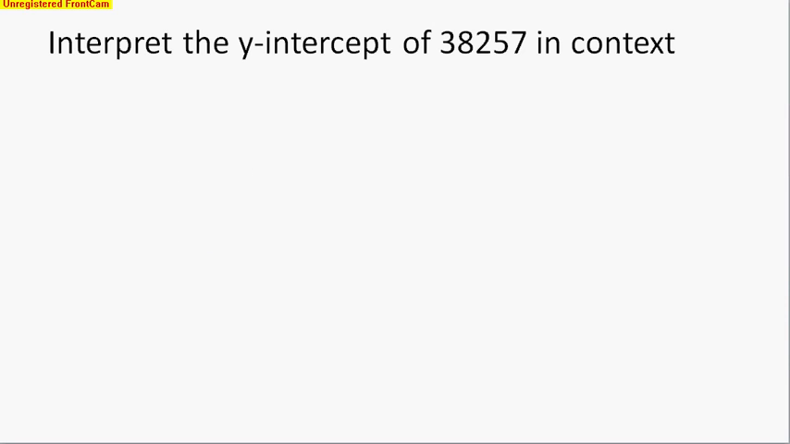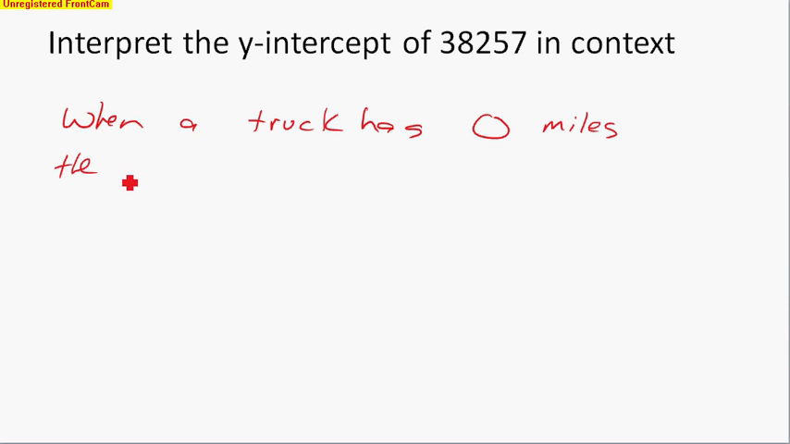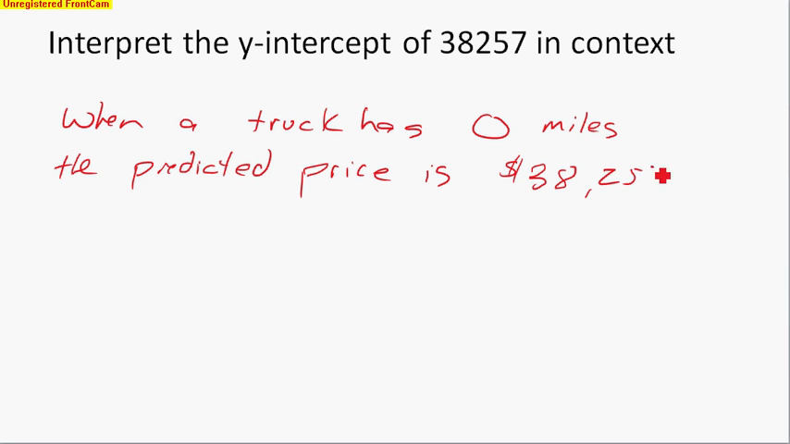Remember, y-intercept is what happens when x is 0. So I'm going to follow the script here. When a truck has 0 miles, again, that's the x value, right? And then a y-intercept is what happens when x is 0. The predicted price is $38,257. Now, I did what I was supposed to. I interpreted it in context. I talked about the truck having 0 miles. That's all context. The predicted price of the truck is $38,257.